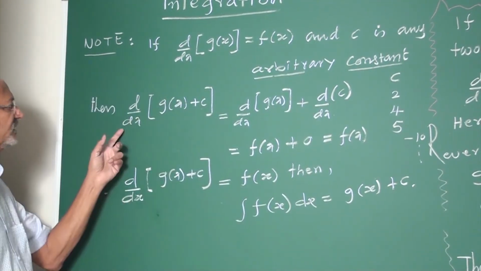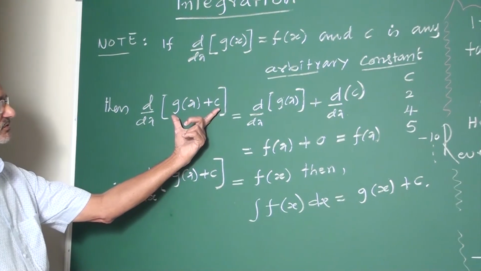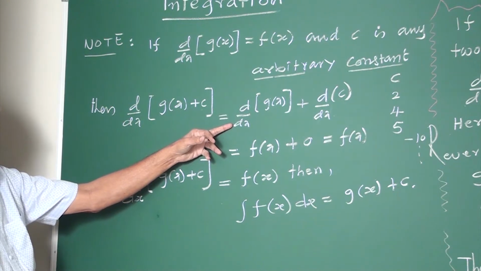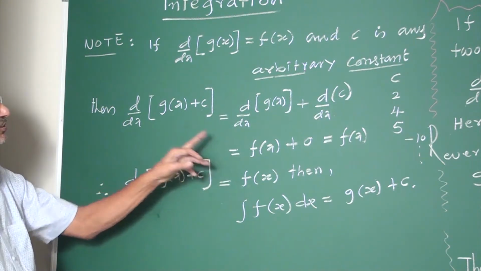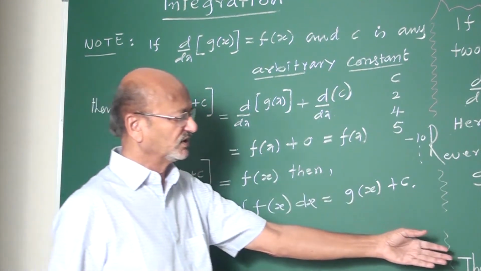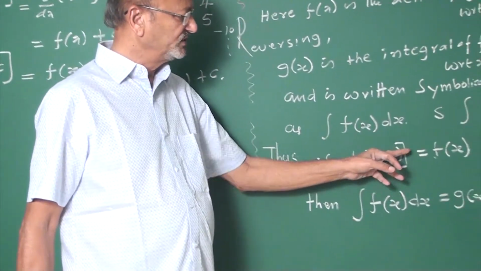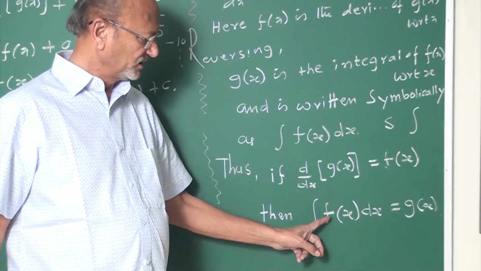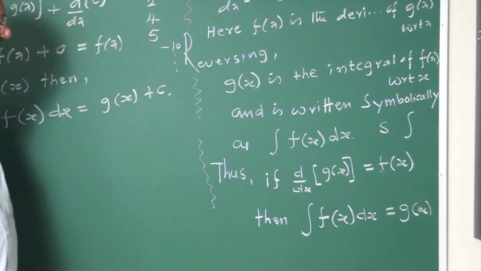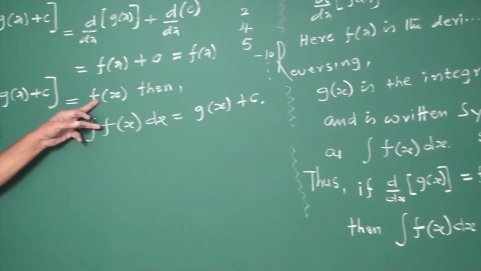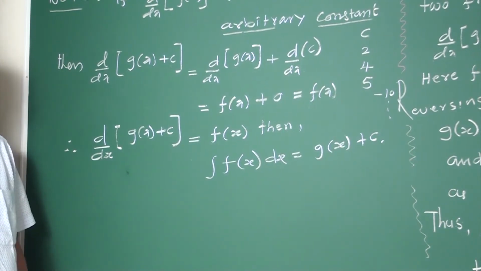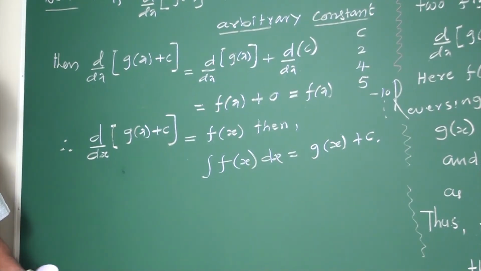Yes, my friend. Then the derivative of this expression is what? Derivative of first plus derivative of second. Derivative of first we have taken, f(x). Derivative of c is 0. So the derivative of this is f(x). Now reverse it. If d by dx of g(x) equals f(x), then reversing, the integral of the RHS, f(x), is this bracket, g(x) plus c.